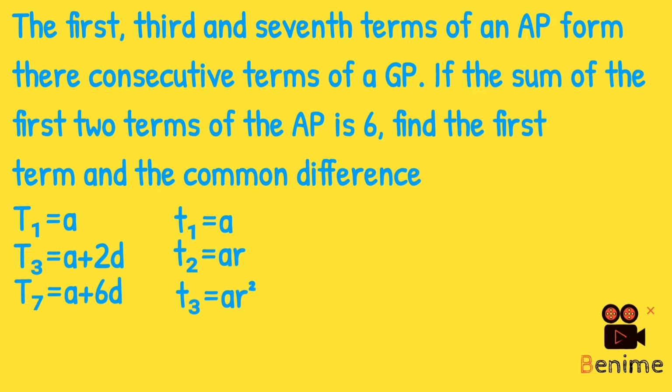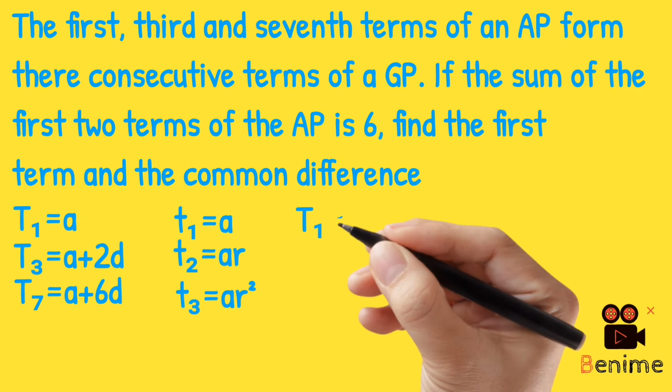We reduce the 3 by 1 to get 2, and the 2 by 1 to get 1. That's just the GP formula. The first term t1 is a. The second term t2 is ar. The third term t3 is ar raised to the power of 2. So from the question, capital letter T1, the first term of the AP, coincides with the first term of the GP, small letter t1. So capital T1 is equal to small t1.